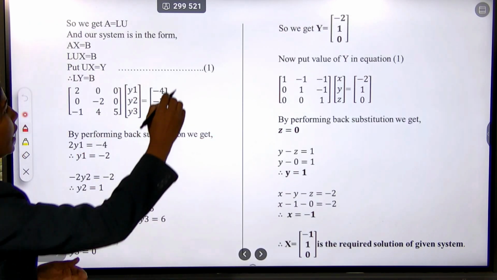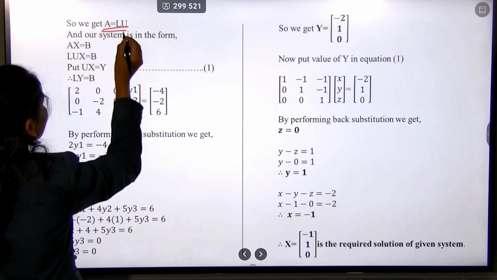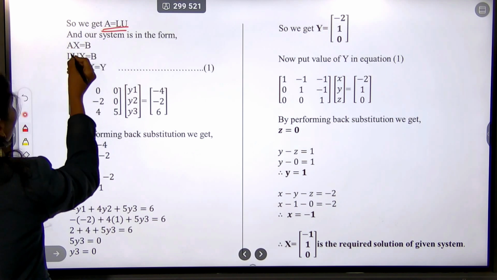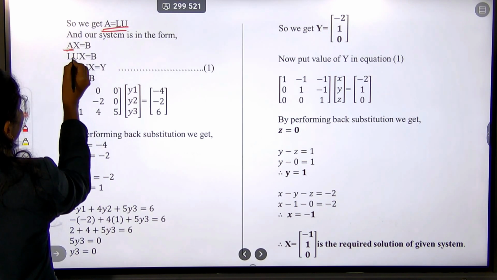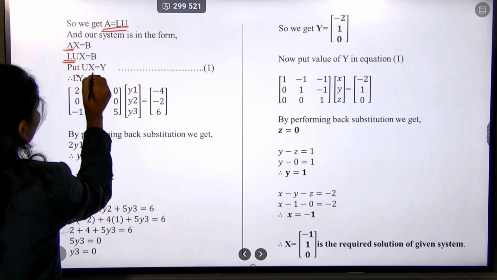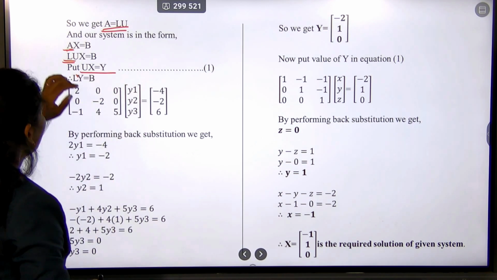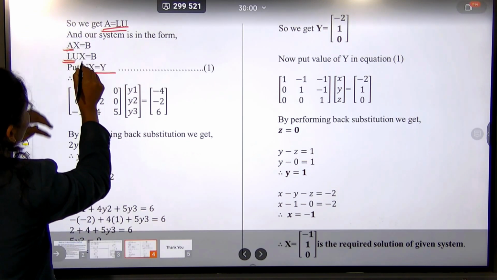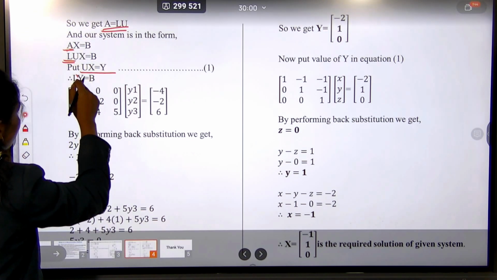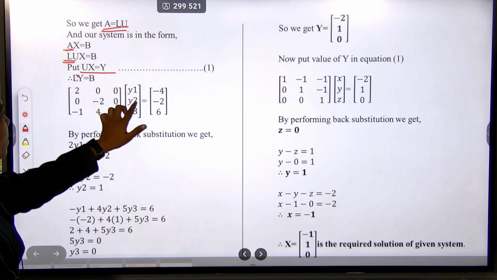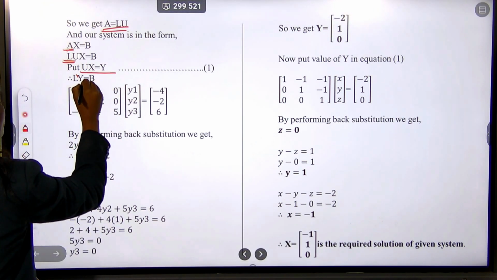After getting A equals LU, our system is in the form Ax equal to B. So put the value of A as LU. Then put Ux equal to y. After putting this Ux equal to y, we get Ly equal to b. Then consider that system Ly equals b and solve for the values of y.